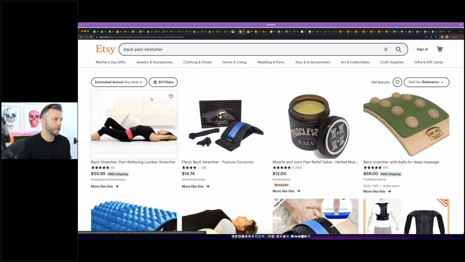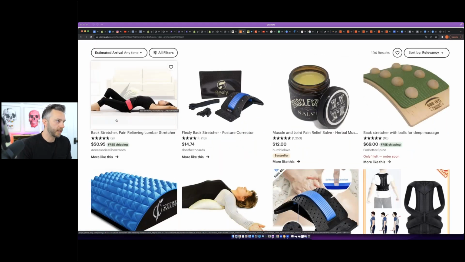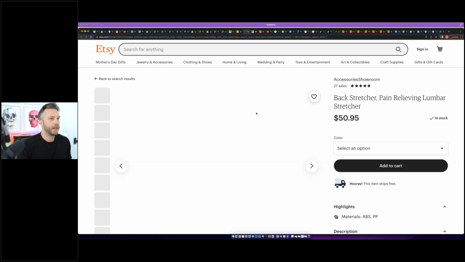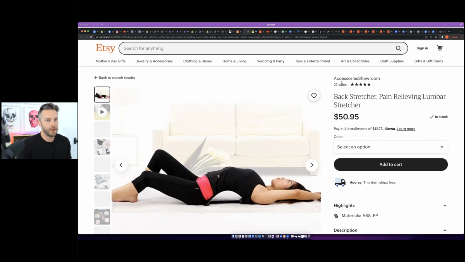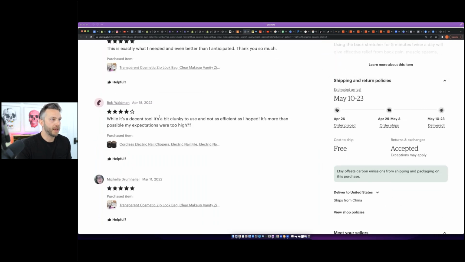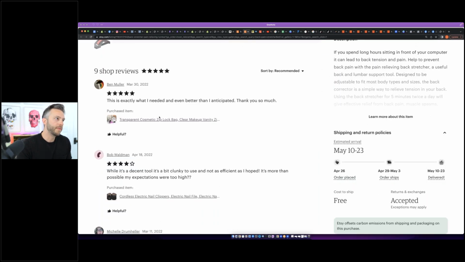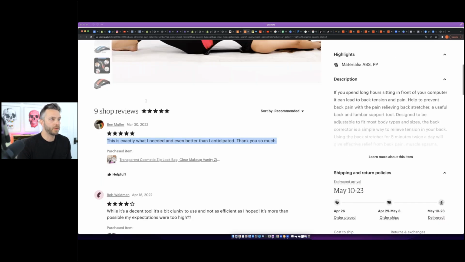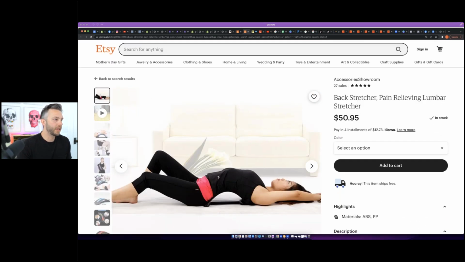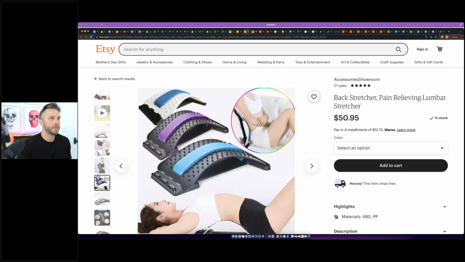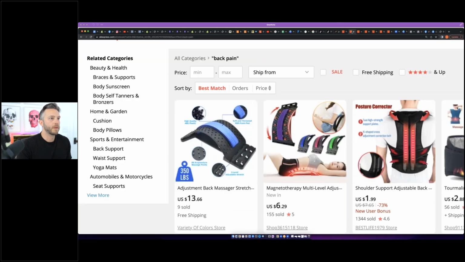You can also click on some of these, like this one here, that's $50.95. And you can look to see how many sales they've had, you can look to see the reviews. This is exactly what I needed, even better than I anticipated. They sold this bad boy for 50 bucks. Yo, you can get this thing off AliExpress. What were we looking at it for?